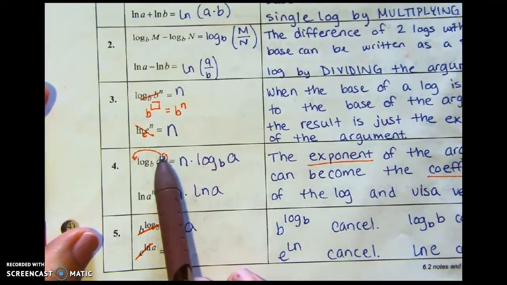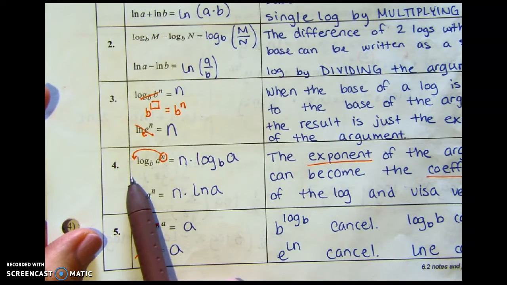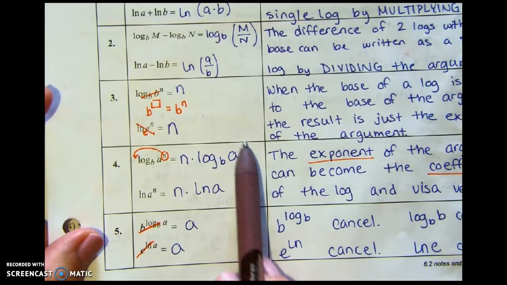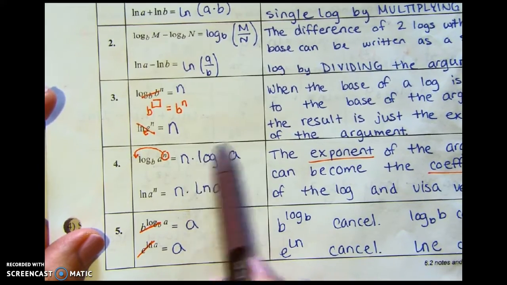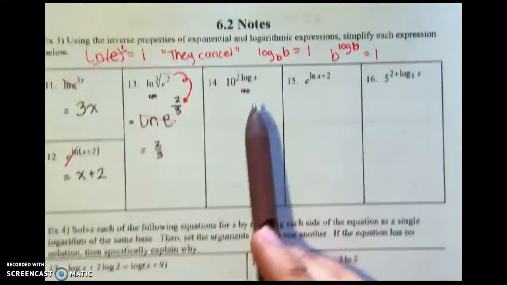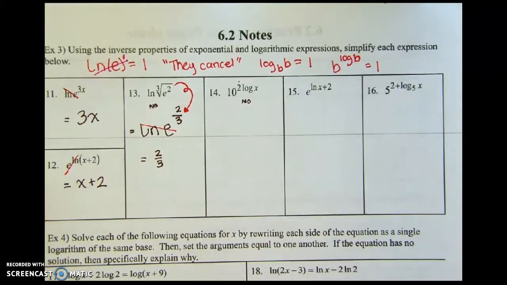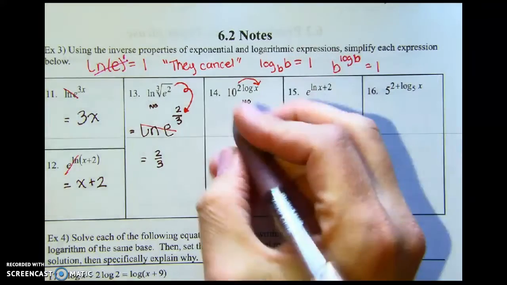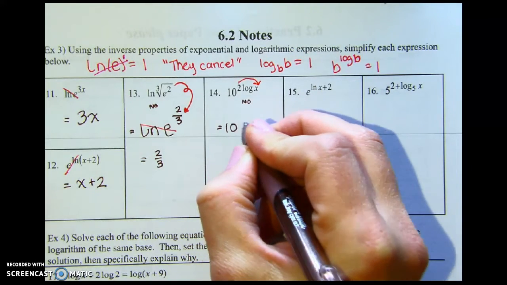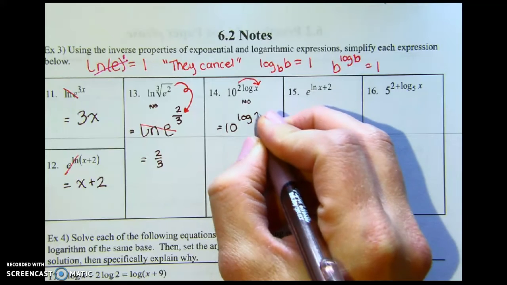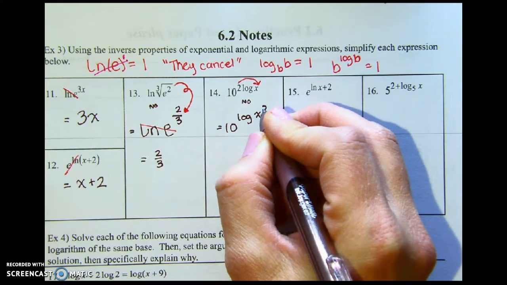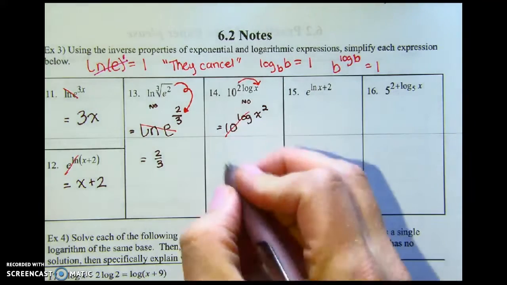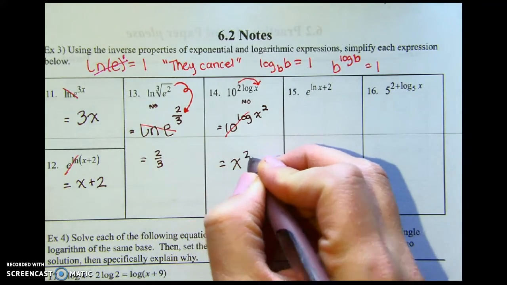Do you see how this power is moved down in front of the log? Well, actually, we're going to take this power and we can move it back up. So you can move it down and up, down and up. So this 2 is in front of a log, which means we can move it up and rewrite it. Now we have 10 to the log of x squared. Now is the 10 touching the log? Hi-ya, karate chop, and we get x squared.